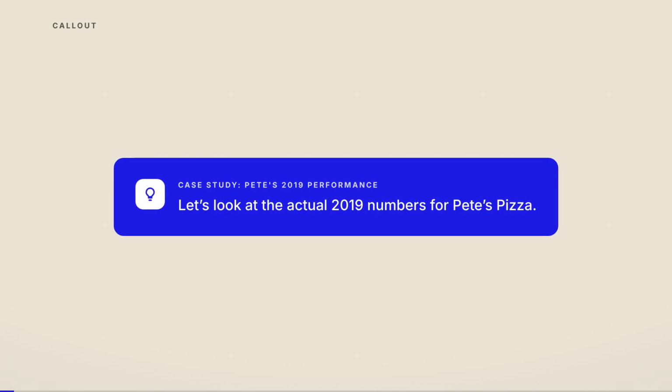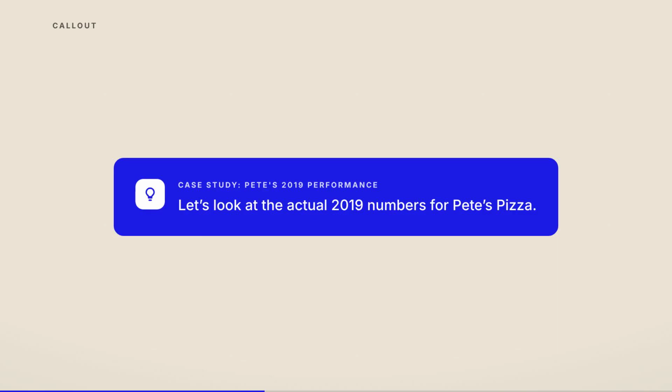Let's look at the actual 2019 numbers for Pete's Pizza. Pete generated $2 million in revenue. COGS took away $1,400,000, leaving a gross profit of $600,000. After $300,000 in SG&A, his operating profit, or EBIT, sat at $300,000.